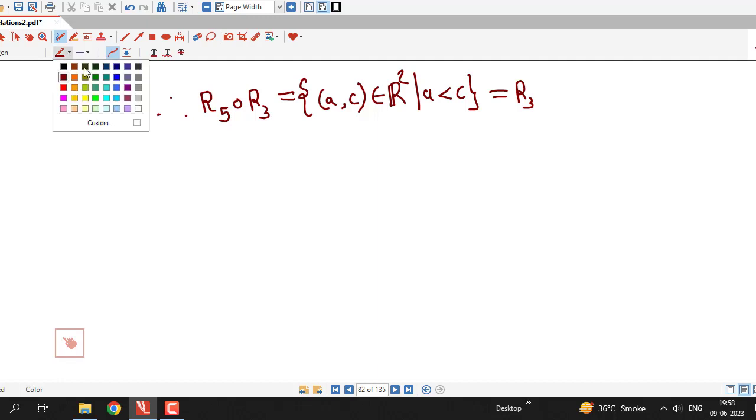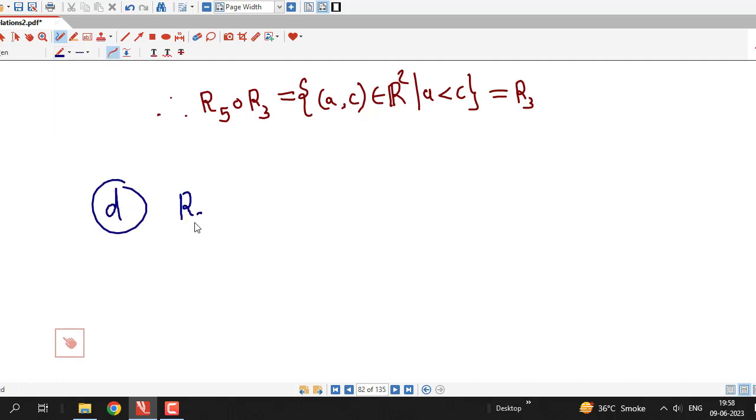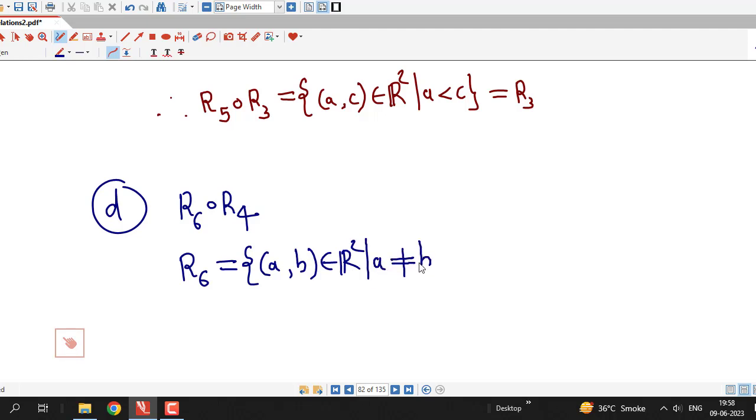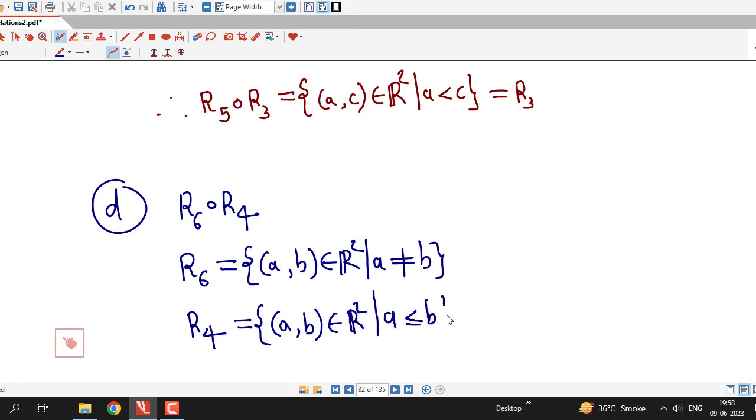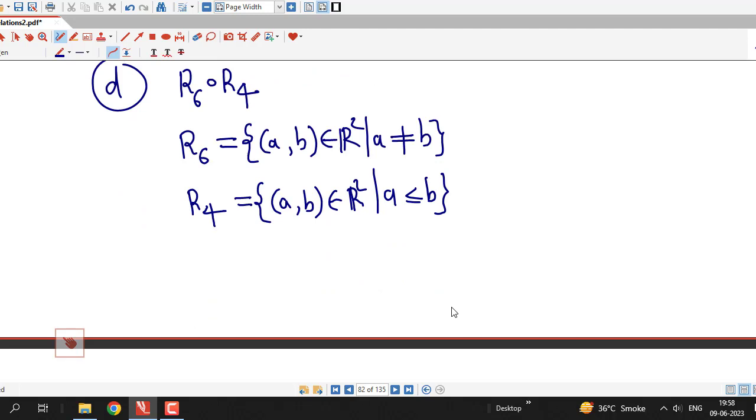So here I am writing part D, R6 composite R4. For R6 the condition is inequality: an ordered pair (a, b) belongs to R2 if a and b are different. And in R4 the condition is less than or equal to: (a, b) belongs to R2 such that a is less than or equal to b.